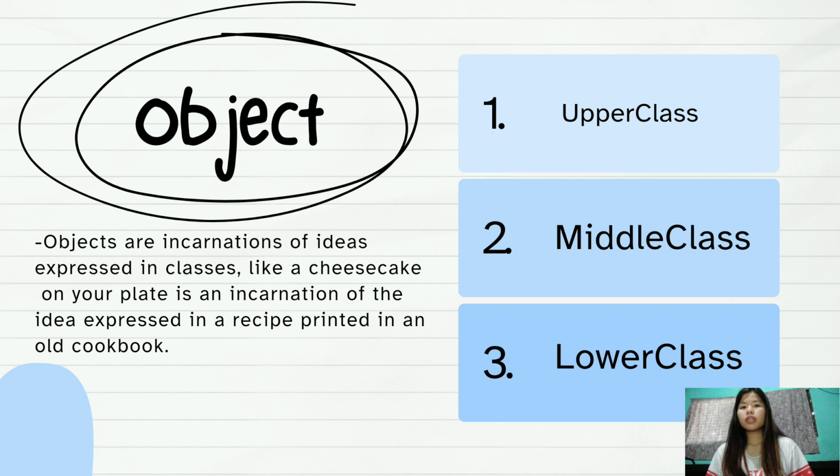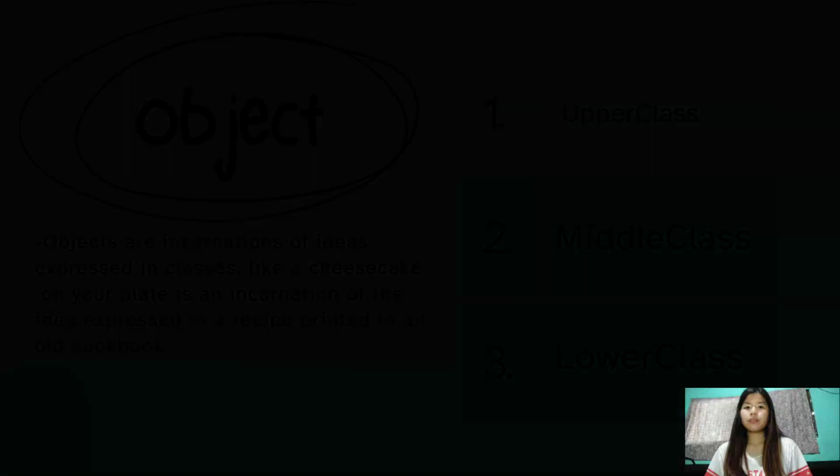Object. Objects are incarnations of ideas expressed in classes, like a cheesecake on your plate is an incarnation of the idea expressed in a recipe printed in an old cookbook. Number 1, upper class. Number 2, middle class. Number 3, lower class.